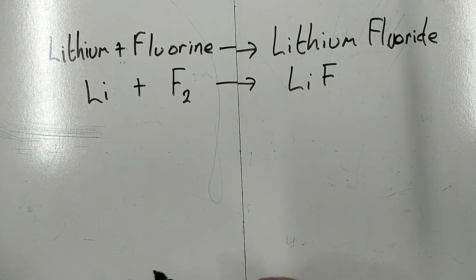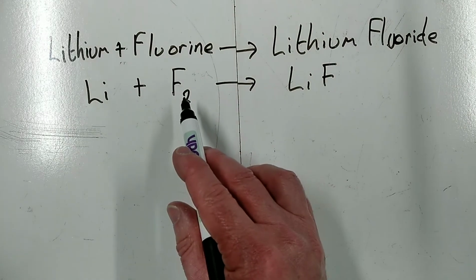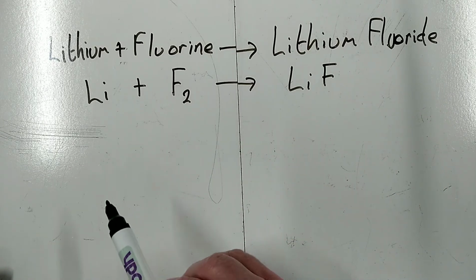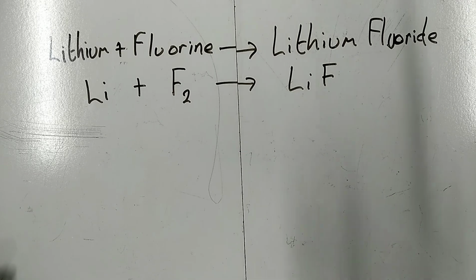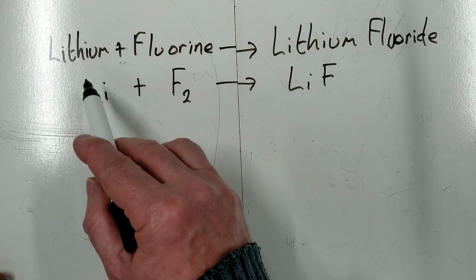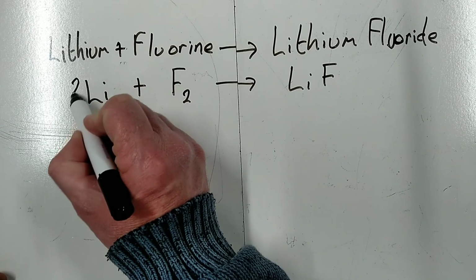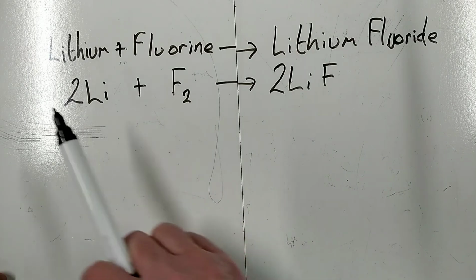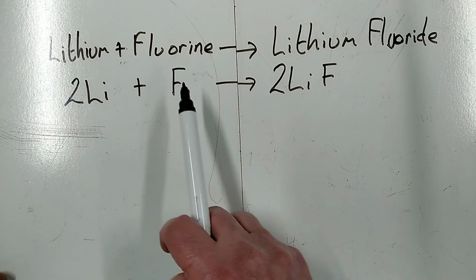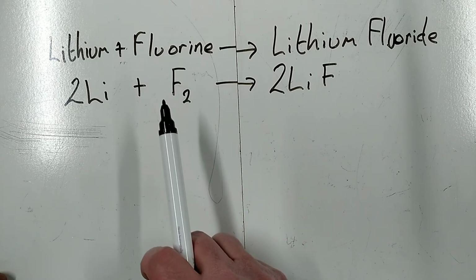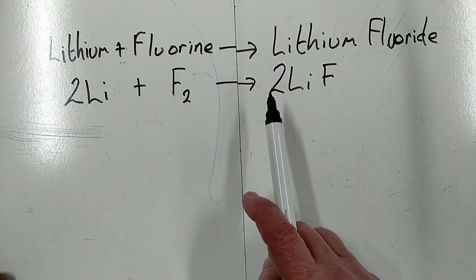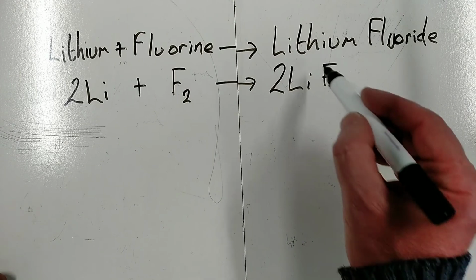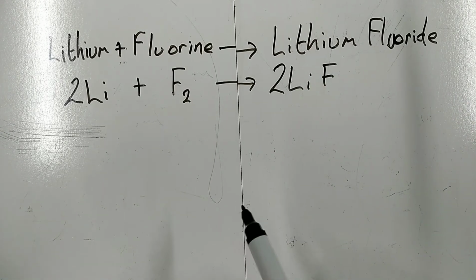What we are not allowed to do is mess about with any small numbers at the bottom here. We're only allowed to double or treble or multiply by 4, 5, whatever, the whole thing. So we can put a 2 in front of the lithium and a 2 in front of the lithium fluoride. So we've got 2 atoms of lithium react with a fluorine molecule to give 2 lithium fluoride. Well, we could say molecules, but it's ionically bonded, so we really should say just 2 lithium fluorides.